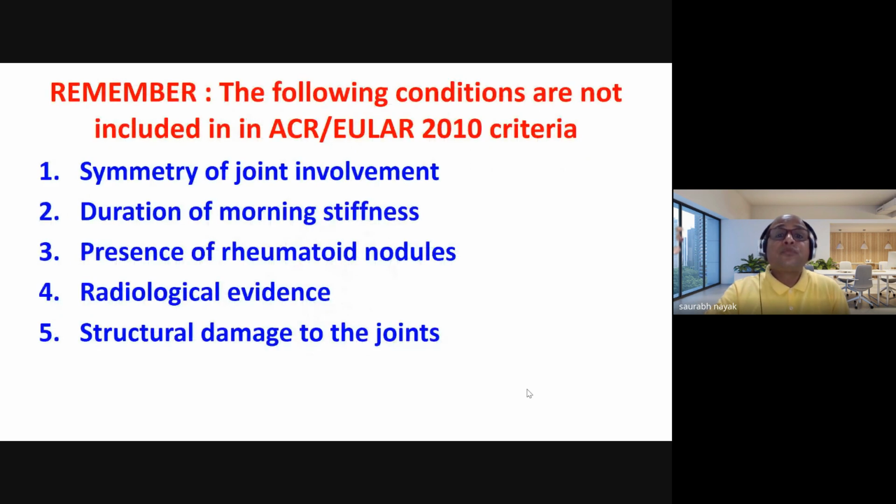Please remember, the following conditions are not included in the ACR Eular 2010 criteria. ये ACR Eular 2010 criteria में included नहीं है. Number 1, symmetry of joint involvement. Number 2, duration of morning stiffness. Number 3, presence of rheumatoid nodules. Number 4, radiological evidence. Number 5, structural damage to the joints.